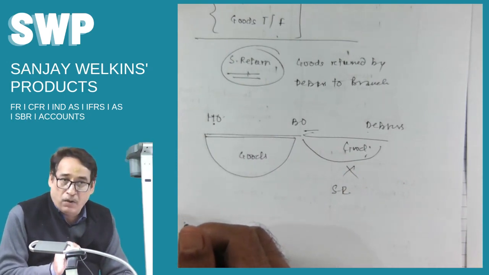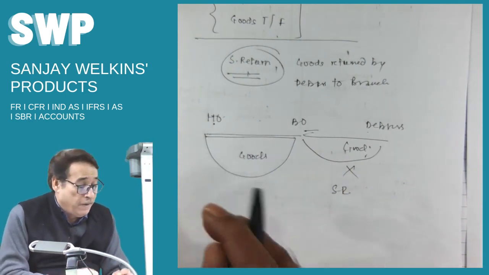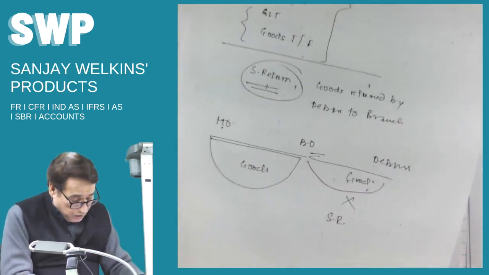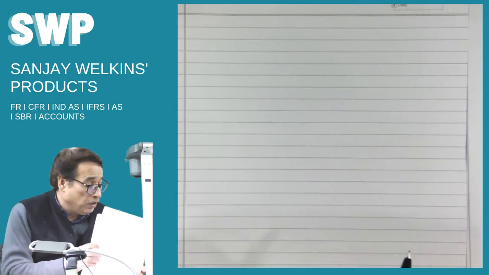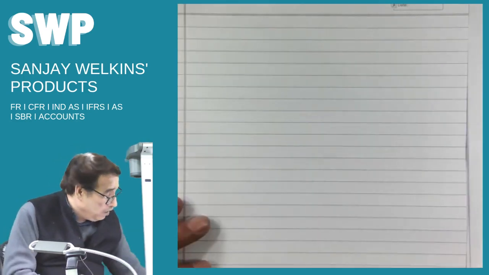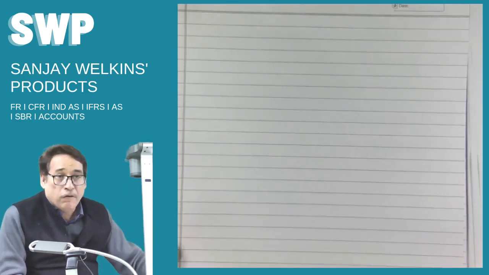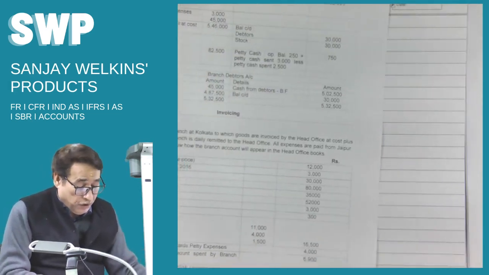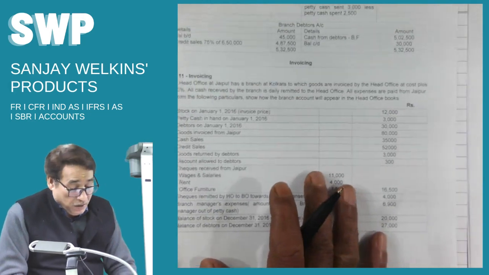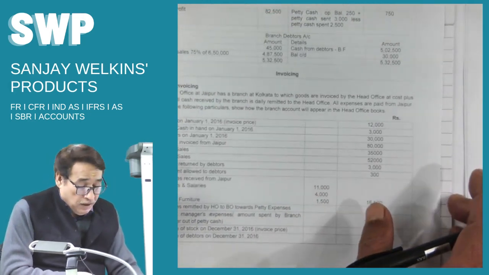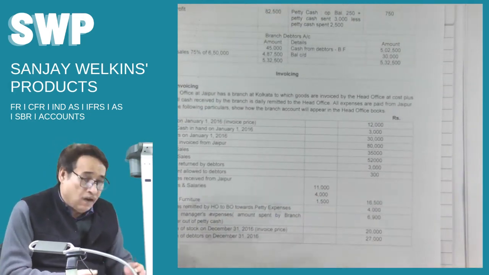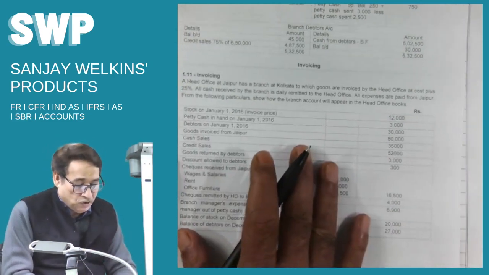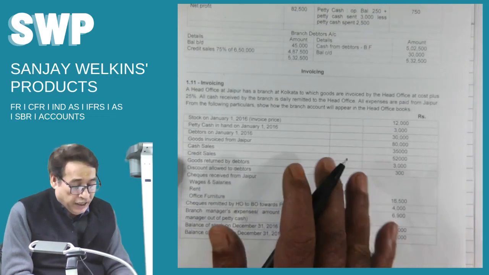So loading is done only with respect to goods. This is all about loading, but still, in order to make it clear, let me pick up one question to make you thoroughly strong in this particular topic. We pick up 1.11, and from here on, questions of invoicing are there. But it will not be given in the manner in which I gave you, that goods costing 5 lakh have an invoice price of 6 lakh. Generally, questions on loading will carry such lines.